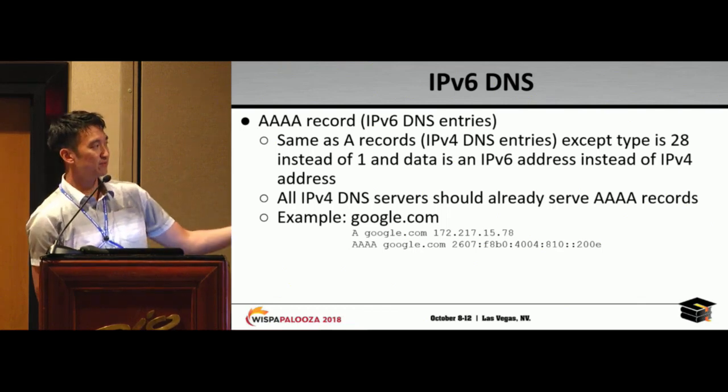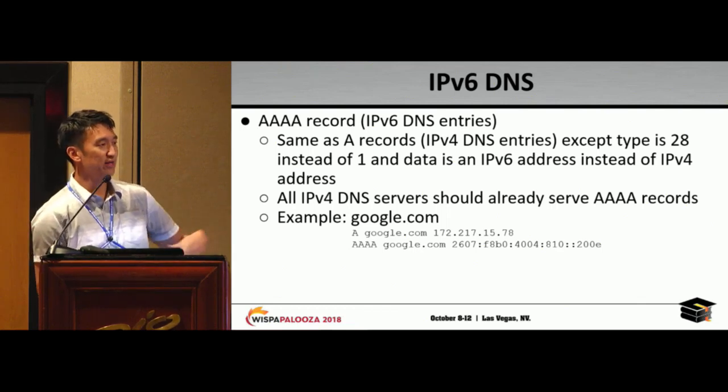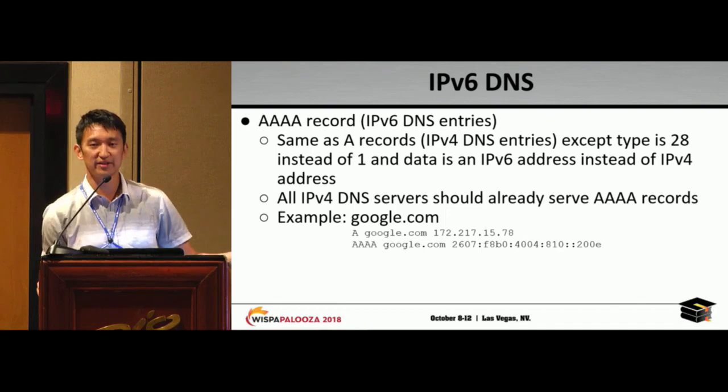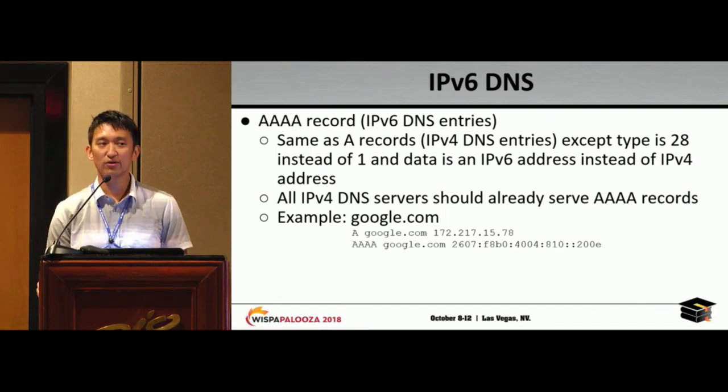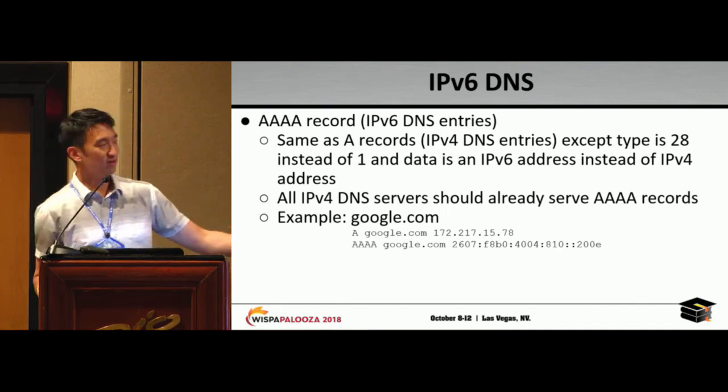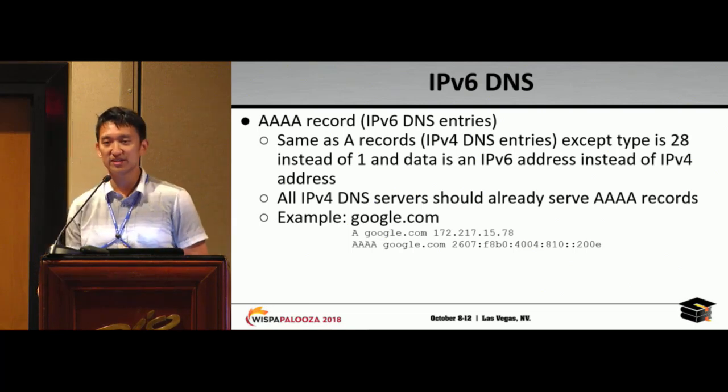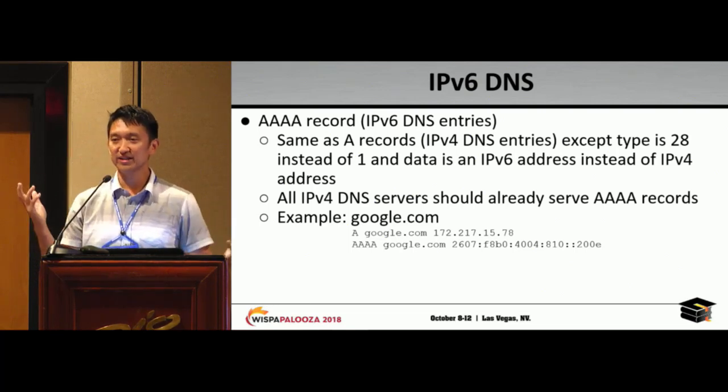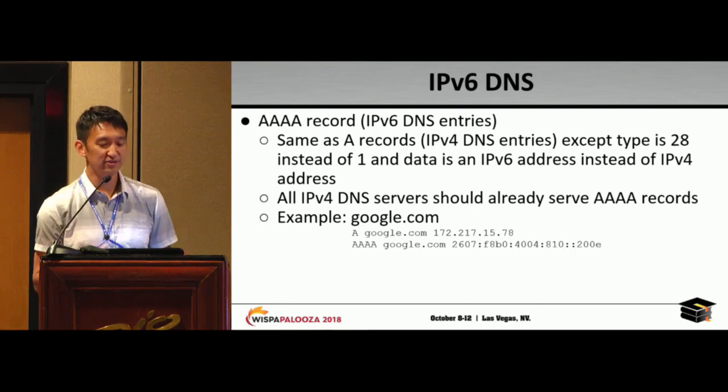So here's a quick example of Google. If you do a DNS dig query or something like that, you can ask for either an A record or a quad A record, and you see they look basically the same. They just have different addresses. And all that does is tell your clients what IP address to try to connect to.